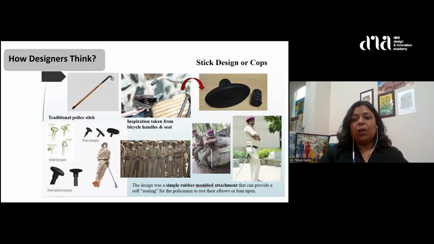And what was the purpose of the stick? That stick design was able to take care of that.